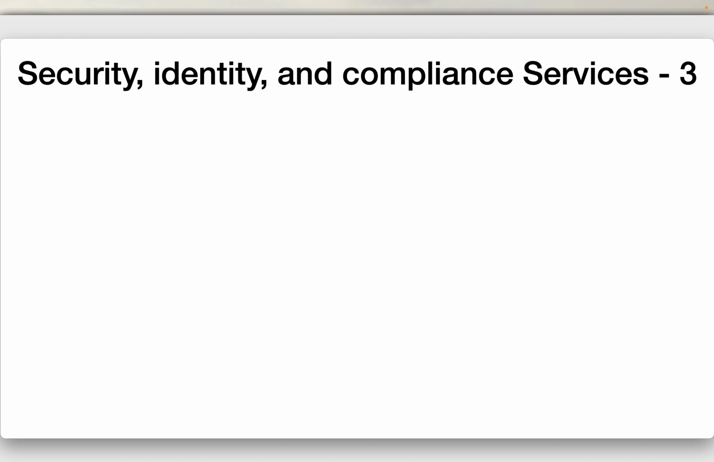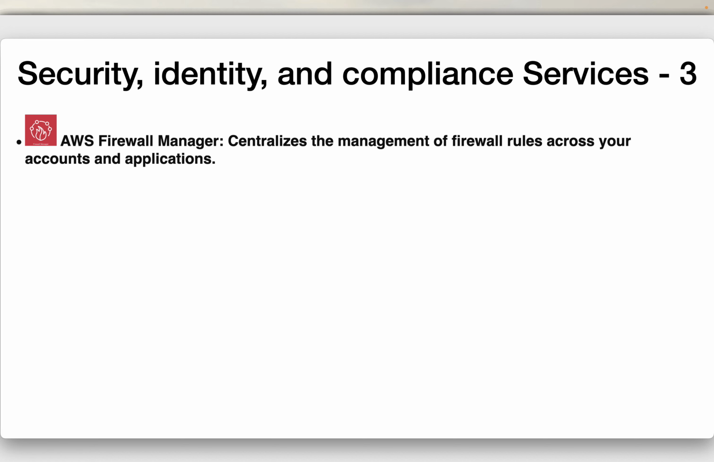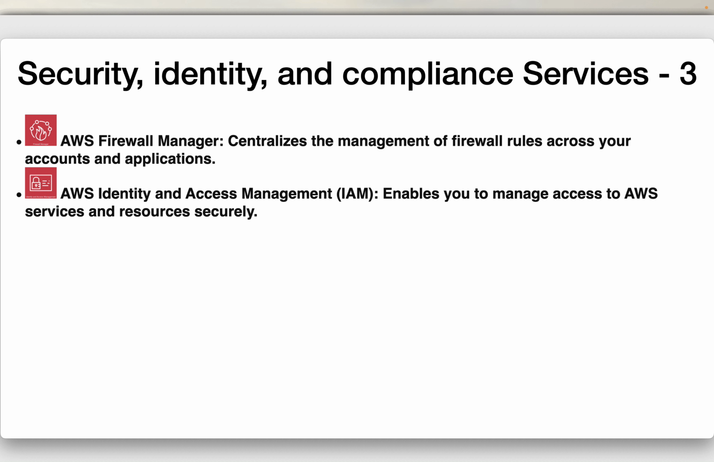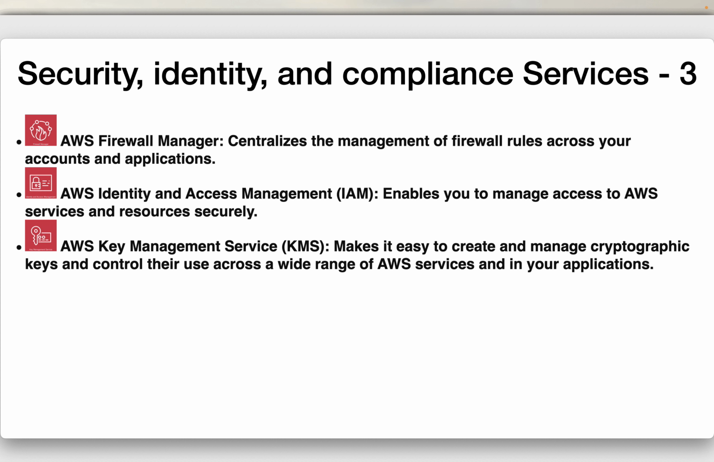Security, Identity and Compliance Services Part 3. AWS Firewall Manager centralizes the management of firewall rules across your accounts and applications. AWS Identity and Access Management (IAM) enables you to manage access to AWS services and resources securely. AWS Key Management Service (KMS) makes it easy to create and manage cryptographic keys and control their use across a wide range of AWS services and in your applications.